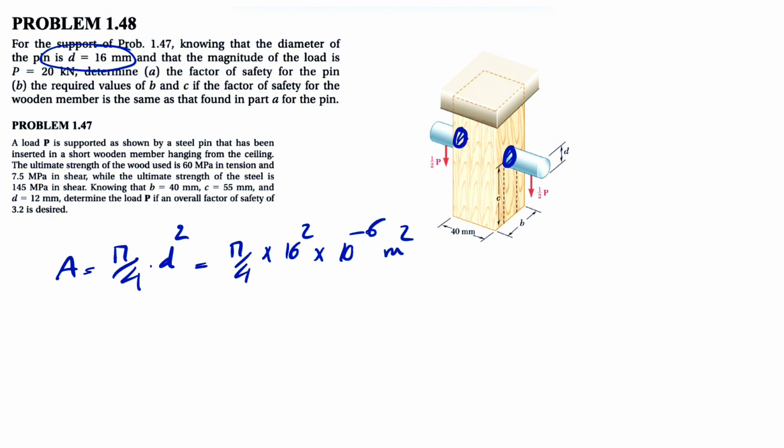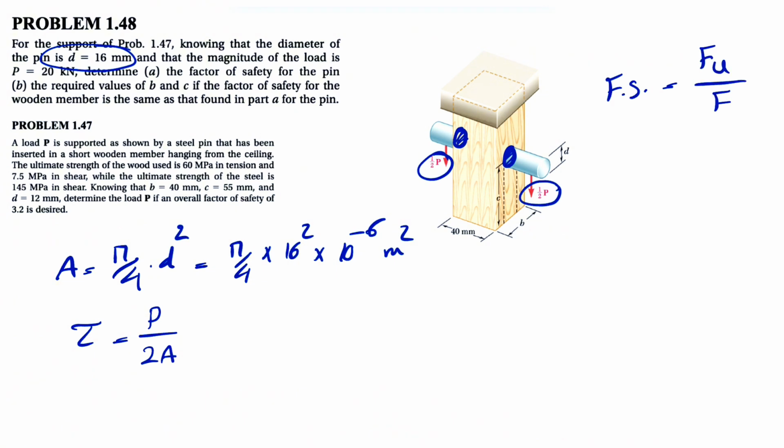That's our area. And the formula that we have for the shear stress is the force over the area that we have, which is 2A, since we have two of these on each side, and the total force would be 1/2 P plus 1/2 P, which is P. So for factor of safety, what we are interested in is the ultimate force over the force that's applied at the system, which is P in here. So basically it's P ultimate over P.